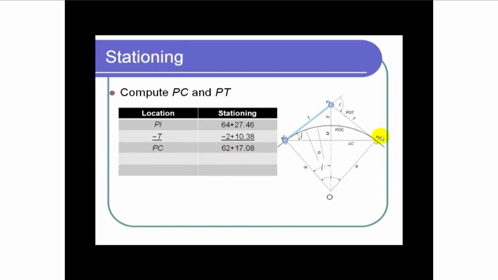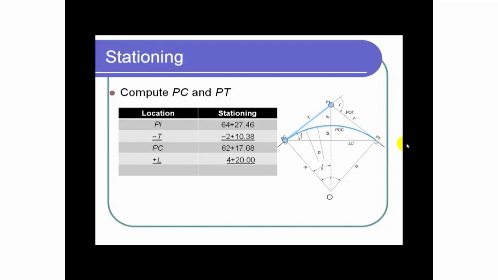Also from the PI, we could add on the tangent distance. This would be the design when it was actually laid out, the tangents were laid out, this would actually have a stationing already here at the PT. But we're not going to look at that one. We're going to look at what happens to the stationing as we follow the curve.